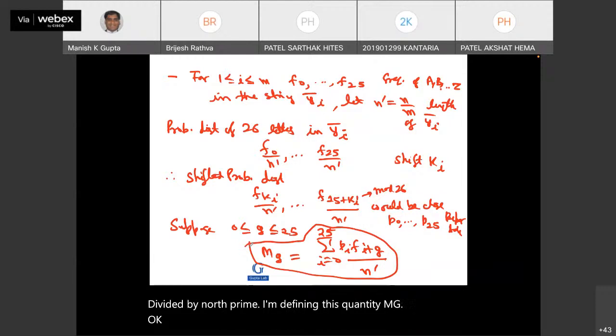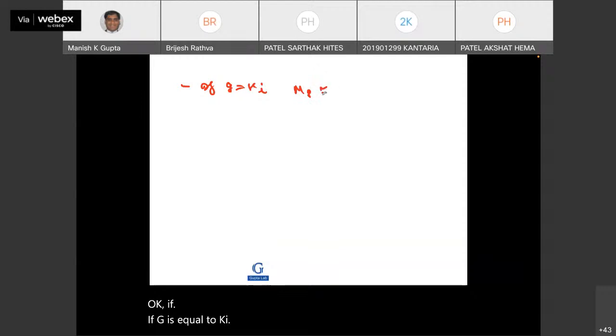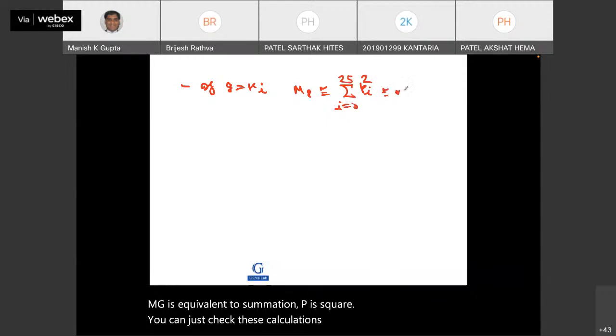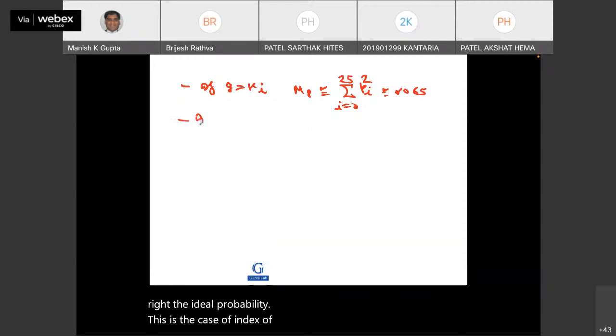Okay, if g is equal to ki, Mg is equivalent to the summation of pi squared. You can just check these calculations, which is the same thing as 0.065, right? The ideal probability. This is the case of the index of coincidence. Okay, if g is not equal to ki, Mg will be smaller than 0.065.